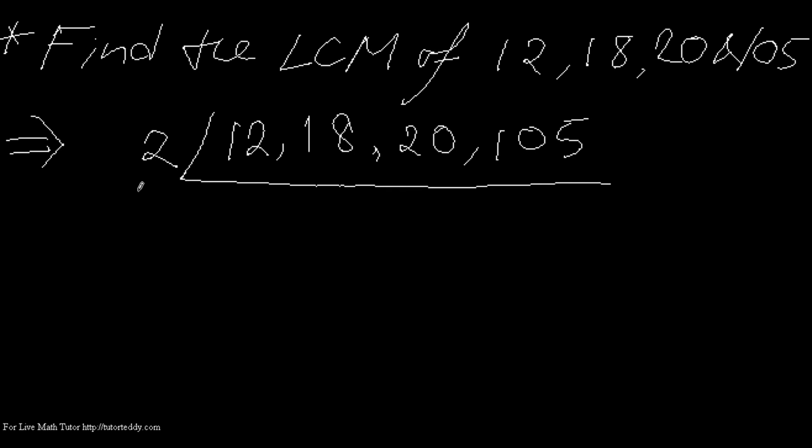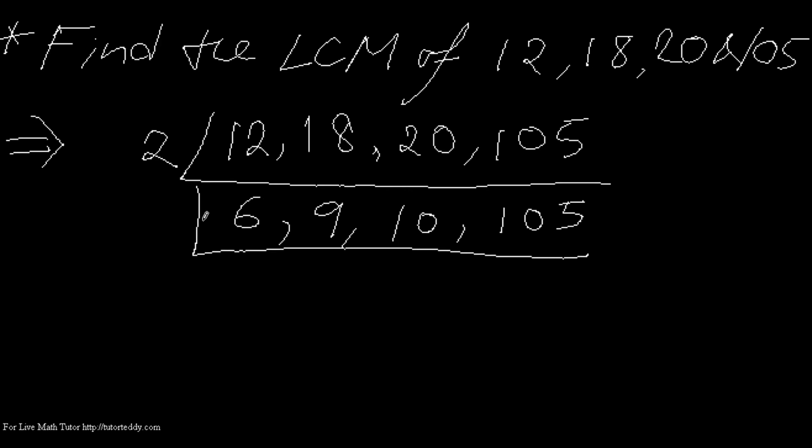So let me proceed. 2 6s are 12, comma 2 9s are 18, comma 2 10s are 20. 105 is not divisible by 2, that's why I'll keep 105 as it is. Next again I'll divide each of these numbers with 2 because I can see 6 is divisible by 2, 10 is divisible by 2. So 3 2s are 6, 9 remains as it is, 5 2s are 10 and 105 remains.